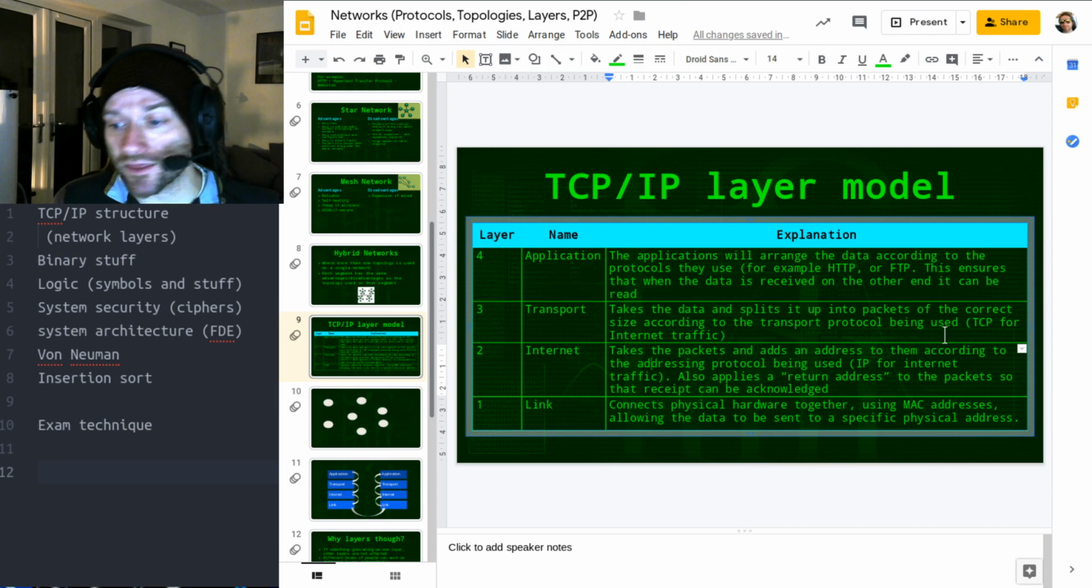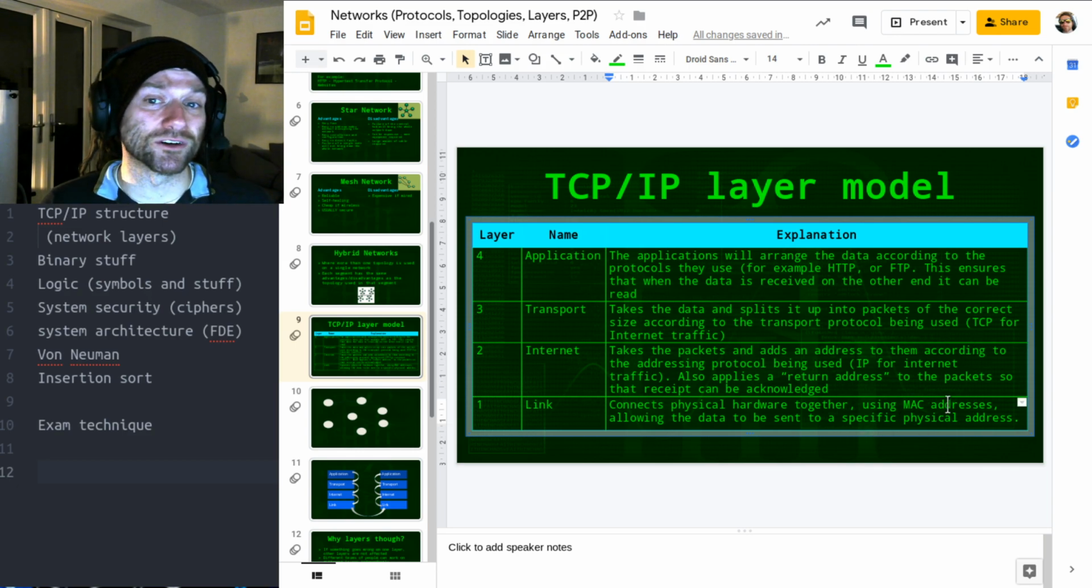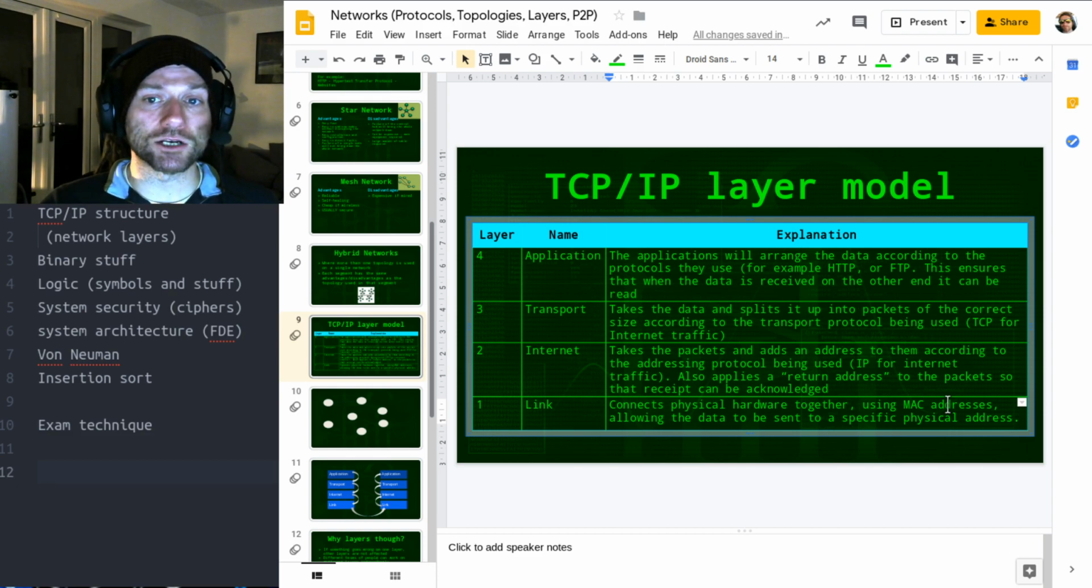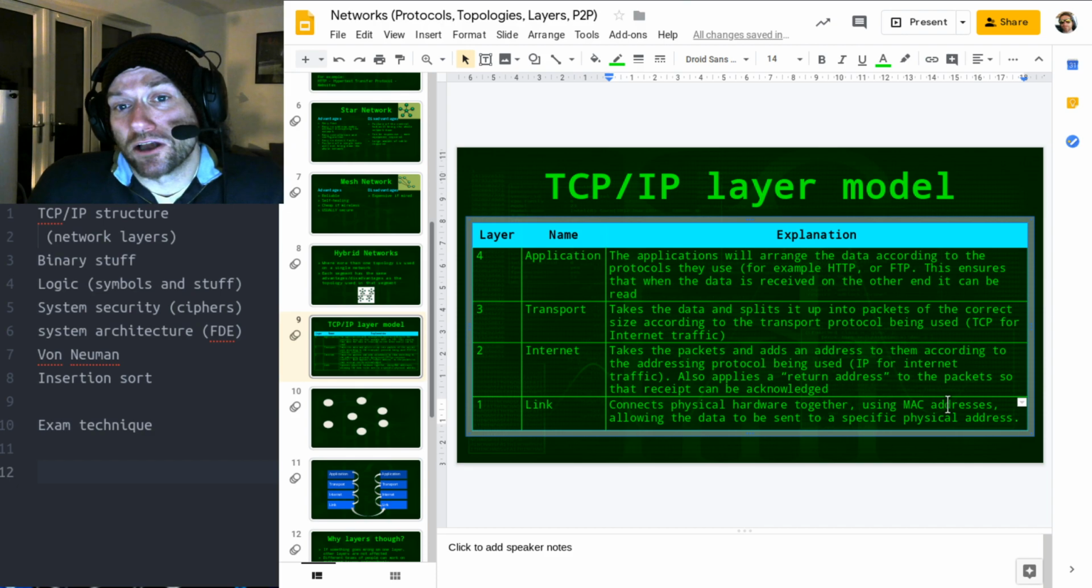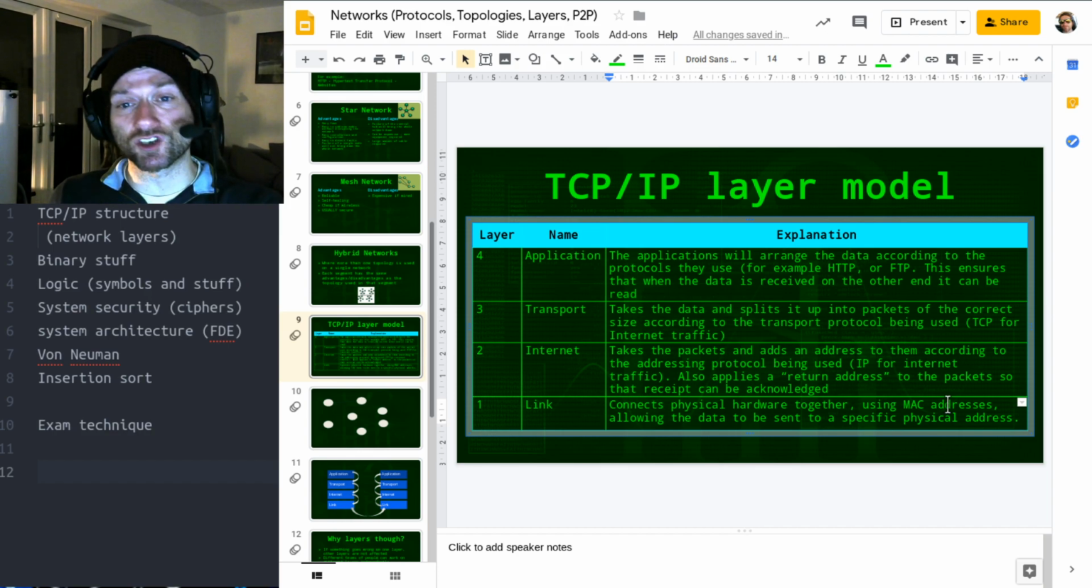Now, the link layer, this is where the actual physical hardware is connected together using a MAC address. A MAC address is essentially the same sort of deal as an IP address, but it is tied to physical hardware. Your network card will have its own MAC address, which will not change. Which means if you get banned from a video game by your IP address, you can reassign a new IP address, and then you can get back into the game. But if you are banned by MAC address, you'll have to replace your hardware to get back in there.